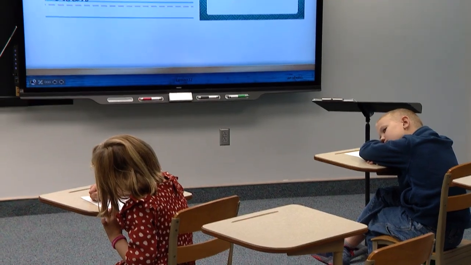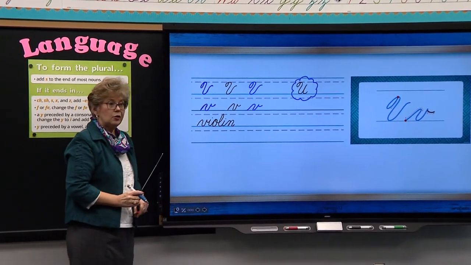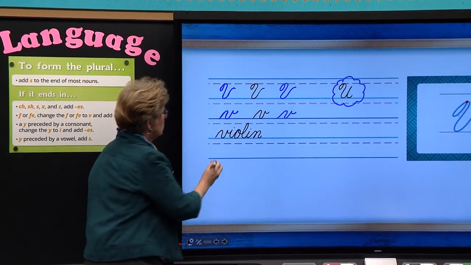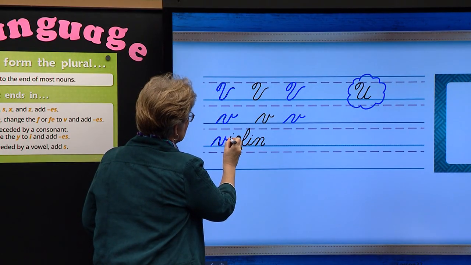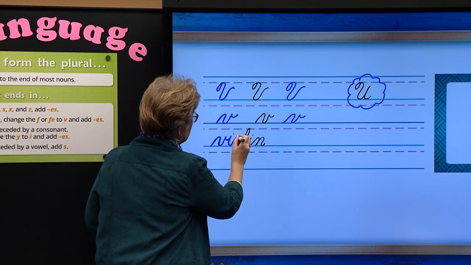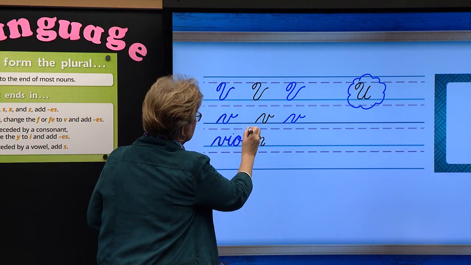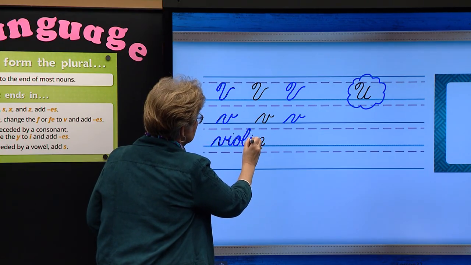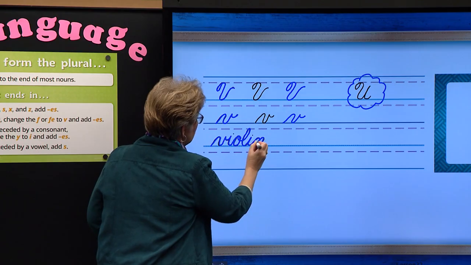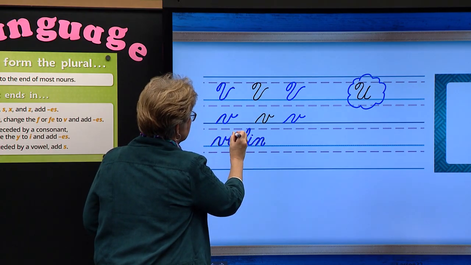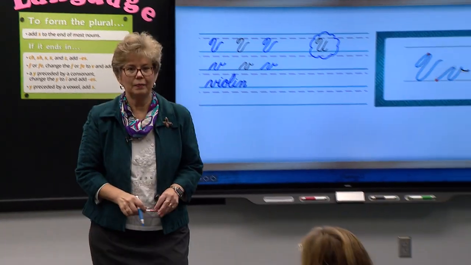Rest your pencil and look back up at the front. Violin is an opportunity to practice connecting the v. So we're going to start at our baseline. We're coming up, slant down, back up, connect right into the i, then into the o. We're working to keep our letters the consistent size, consistent slant, and consistently spaced. And then go back and dot your i's. Trace the word violin and write it one time.